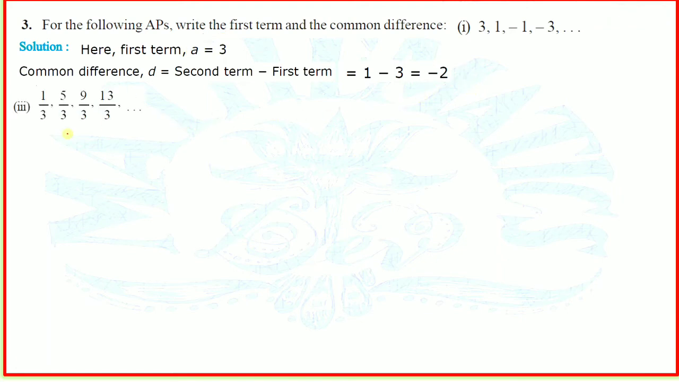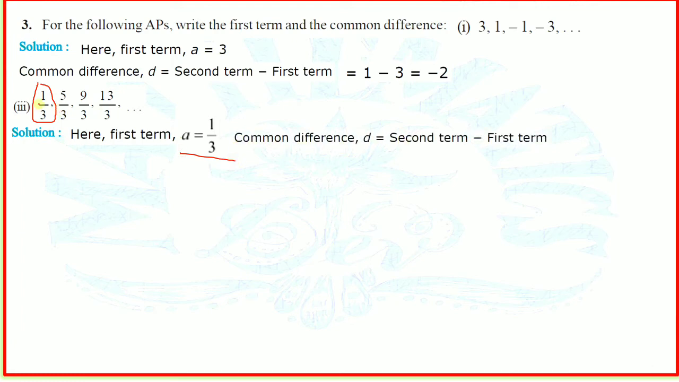Next part of this question: 1 upon 3, 5 upon 3, 9 upon 3, and 13 upon 3. So for the solution, the first term is 1 upon 3, that is a, and the common difference will be the second term minus the first term. 5 upon 3 minus 1 upon 3 is 4 upon 3. So this is the first term, and this is the common difference.